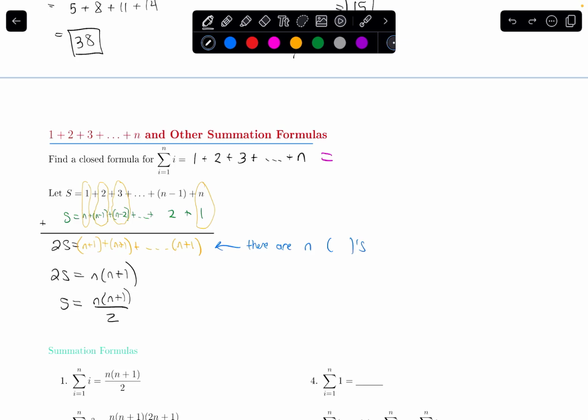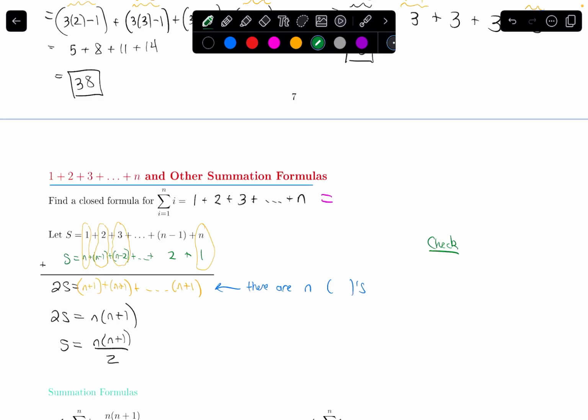Just as a check, let's test it out for a small value. Let's test it out for like n equals 5. If I plug 5 into this, and I actually do 1 plus 2 plus 3 plus 4 plus 5, well, if I work this out, it equals 15. But let's show that if I plug it into the other side, I get the same thing.